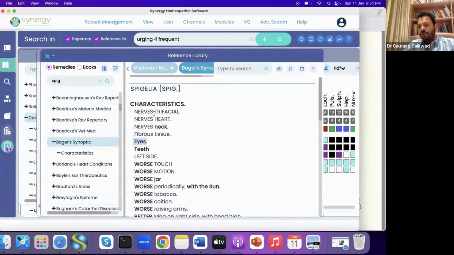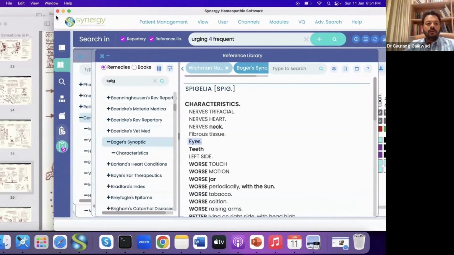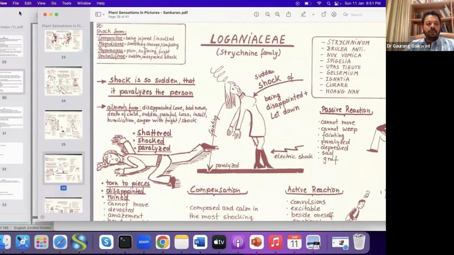So when you give a remedy, it's also important to read from Boger which remedies have very good action on that particular area. And if it is very, very strong, then you are so much more confident about the prescription. So it's very, very important to look at the sphere of action as well. Okay, let me go back to the case.